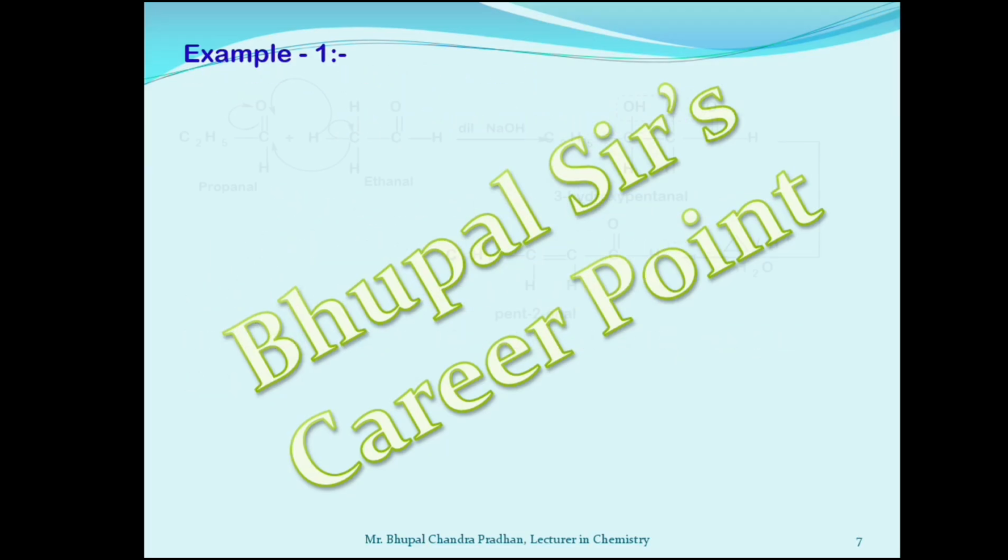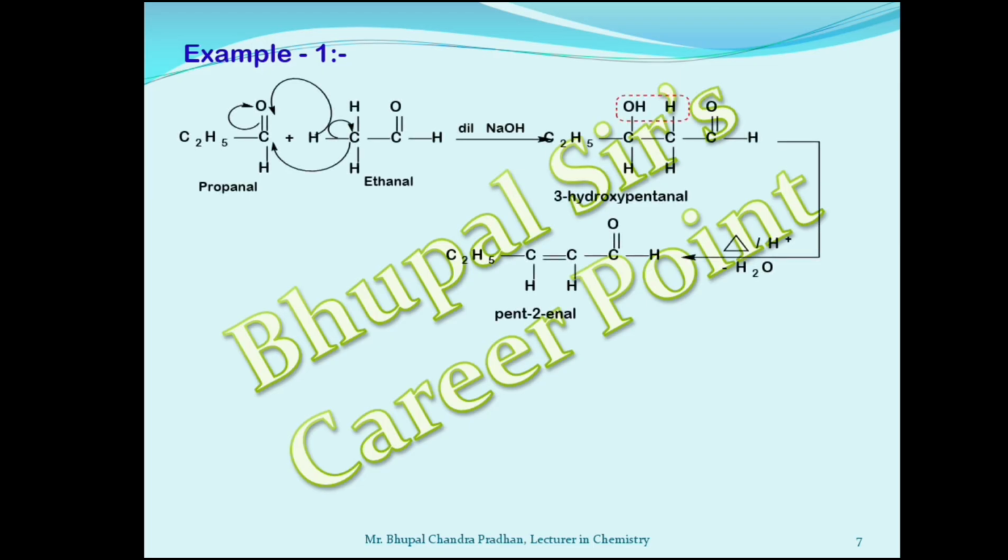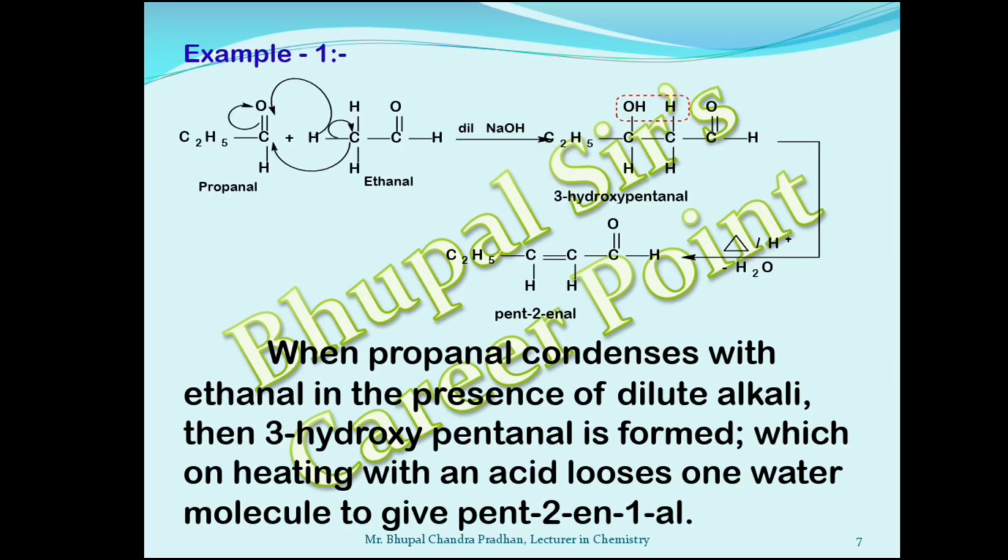Example 1, let us take different aldehydes. When propanal condenses with ethanal in the presence of dilute NaOH, then 3-hydroxy pentanal is formed, which on heating with an acid loses one water molecule to give pent-2-en-1-al. In the statement, we have to write down when propanal condenses with ethanal in the presence of dilute alkali, then 3-hydroxy pentanal is formed, which on heating with an acid loses one water molecule to give pent-2-en-1-al.